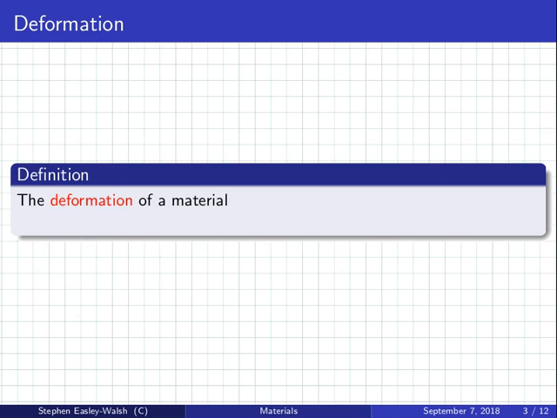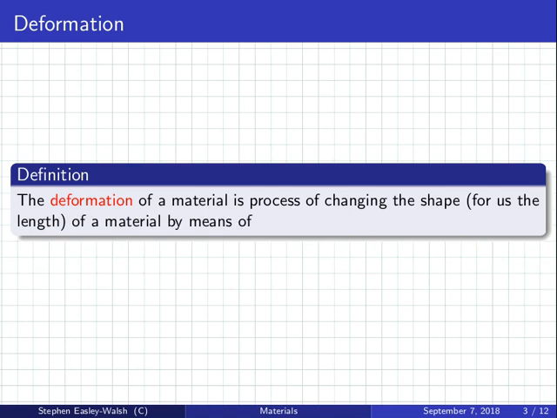Deform is a verb. It means to change. It's not quite disintegrate, because disintegrate means you've destroyed it, whereas deform just means you've changed it a little bit. So we say the deformation of a material is a process of changing the shape, and for us that means the length. So if you have a string, to deform it means to stretch it by means of a stressing force.